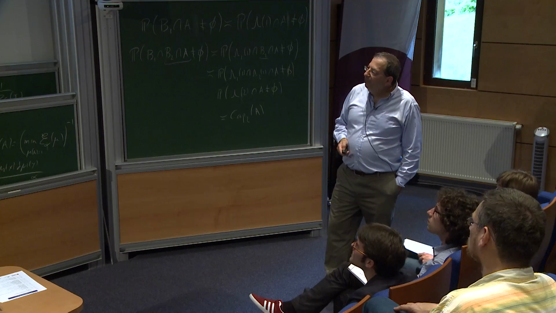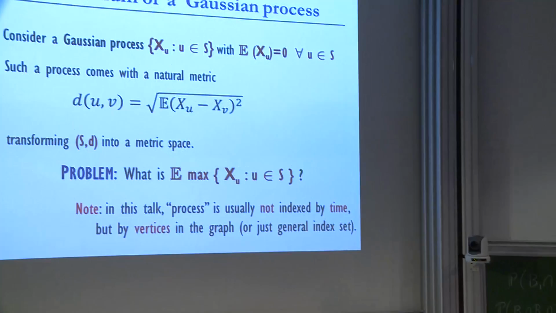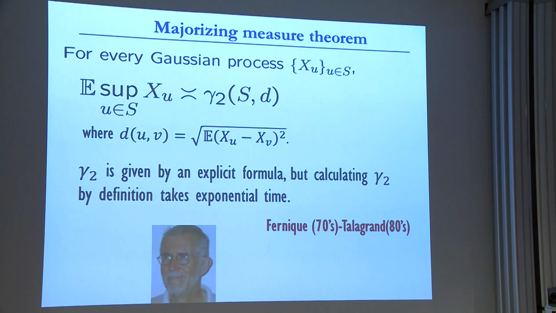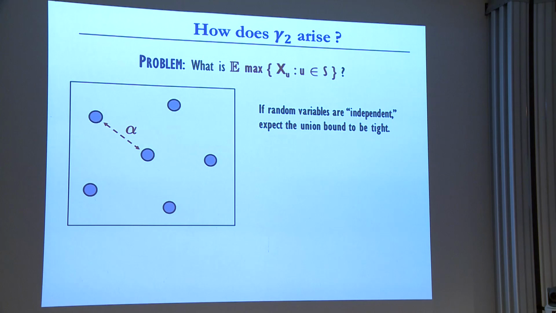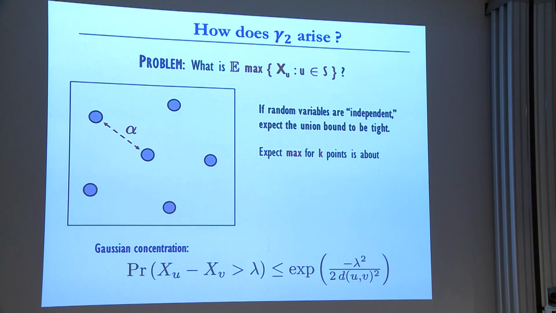There's a rich theory of the maximum of Gaussian processes, and I can't go into it, but there is this gamma 2 functional, first described by Fernique and completed by Talagrand, to show that the sup of a Gaussian process is this gamma 2. Our main theorem can be restated: the cover time is equivalent to the number of edges times this gamma 2 squared. This then allowed us also to find an algorithm to estimate the cover time. The story of gamma 2 is very interesting, but I have to skip it.